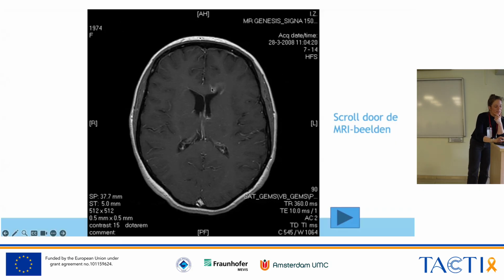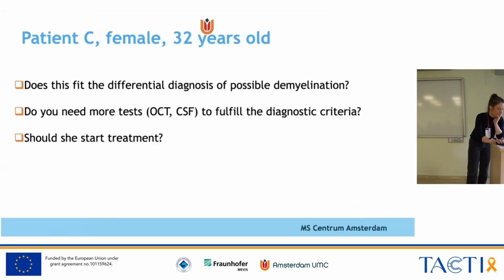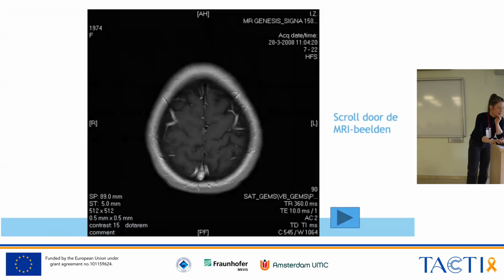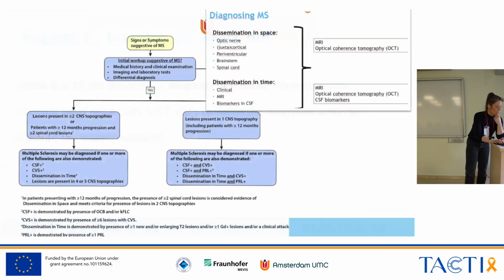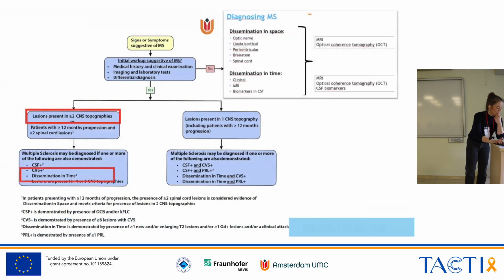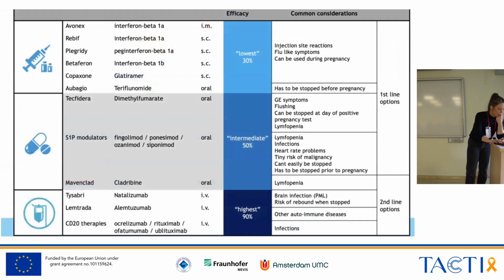And here, this is the big one, the big inflamed one with the contrast enhancement. So this was quite some activity. And the question is, should she start treatment? I hope that you all know by now that the answer is yes. We have multiple lesions in the CNS. We also have dissemination in time and a clinical picture suggestive of MS.